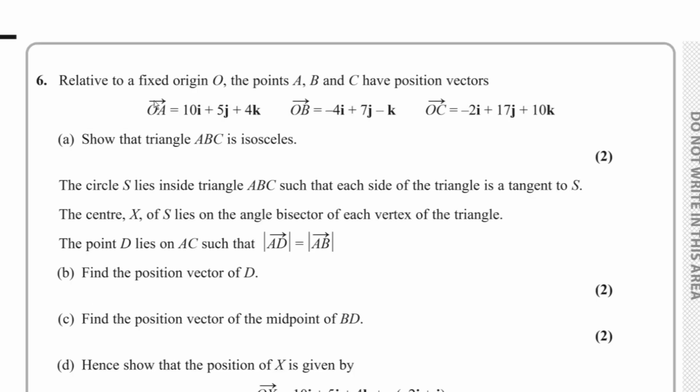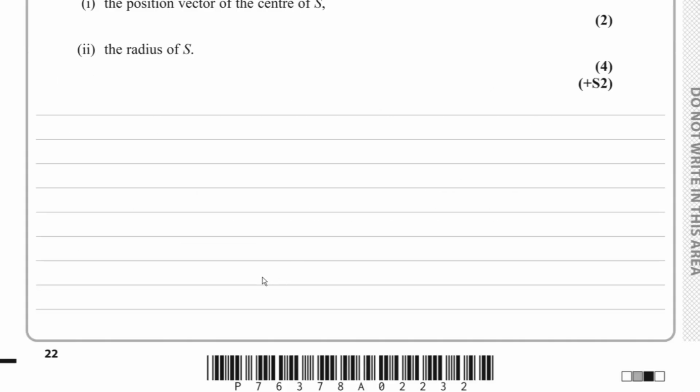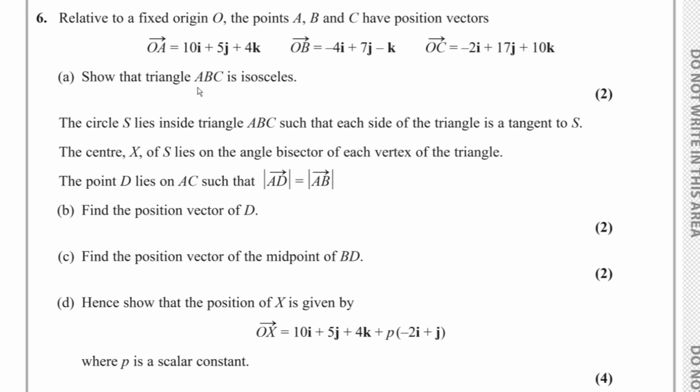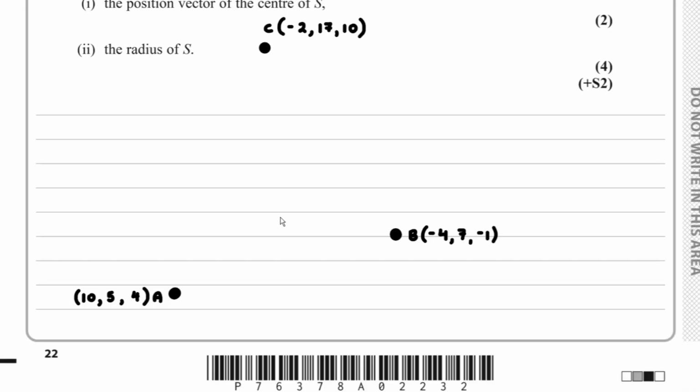Question number 6. Relative to a fixed origin O, the points A, B and C have position vectors OA equals 10i plus 5j plus 4k, OB equals negative 4i plus 7j subtract k, OC equals negative 2i plus 17j plus 10k. Let's show those points. We've got the point A with coordinates 10, 5, 4, the point B with coordinates negative 4, 7, negative 1, and the point C with coordinates negative 2, 17, and 10. Part A. Show that triangle ABC is isosceles.